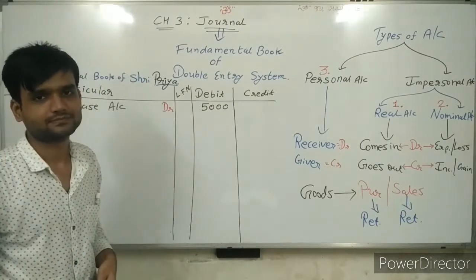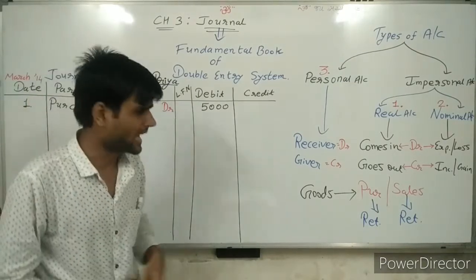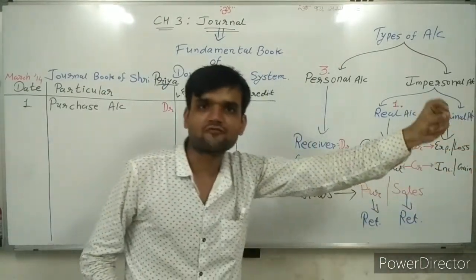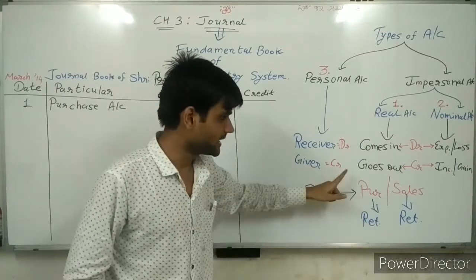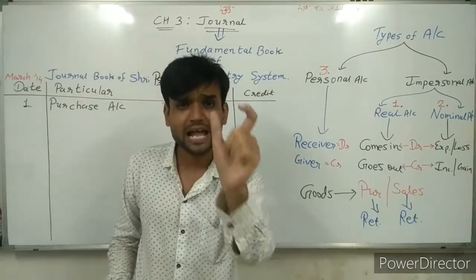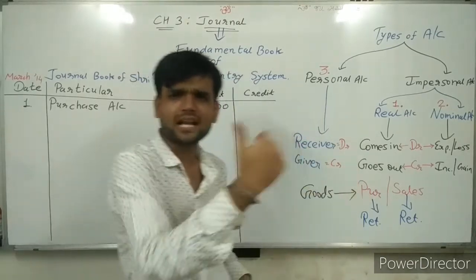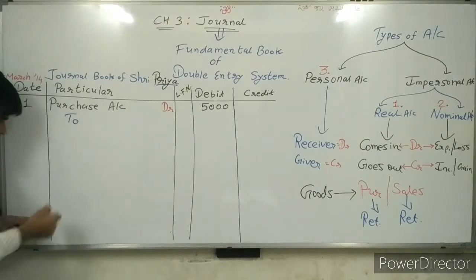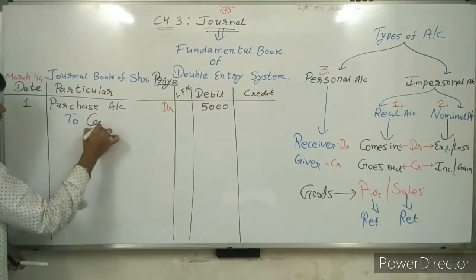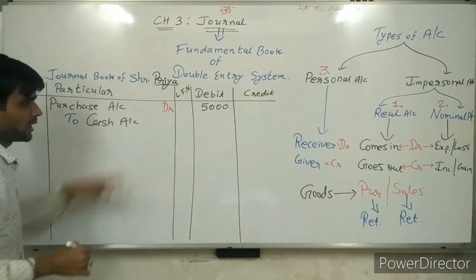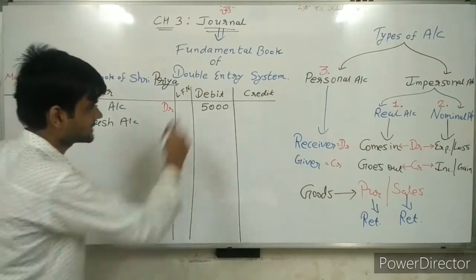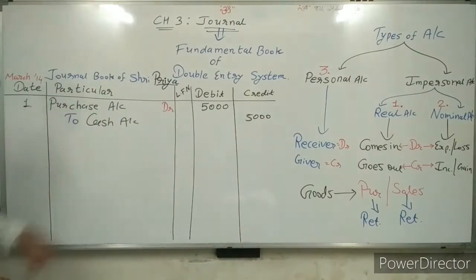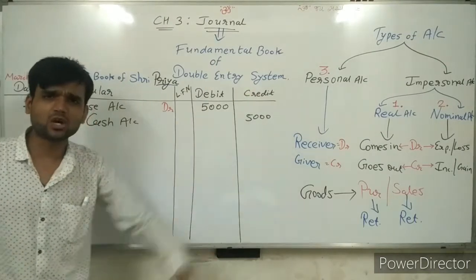Now credit. Debit is there. Now think, does anything go out? Yes sir, cash goes out. If cash goes out, then the cash account is credited. Cash is my asset, and when an asset goes out, it means credited. So, to cash account. Now CR we are not writing. Just writing 5,000 in the credit column. That's it.